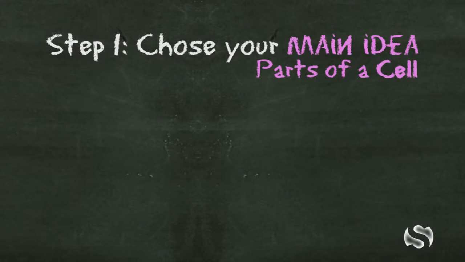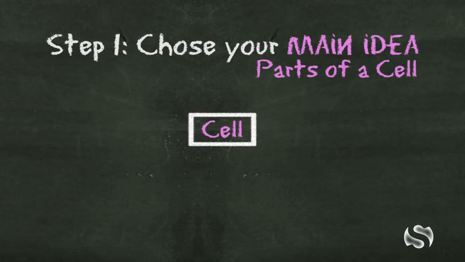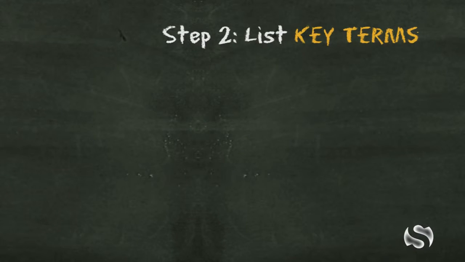So now you take this main idea and you're going to put it in the center of your concept map in a box. So you can always reference back to that main idea and you know what your concept map is covering. The second step is you need to list your key terms.